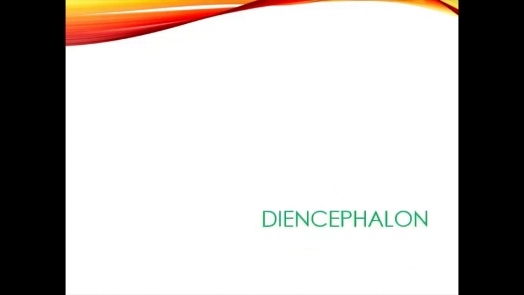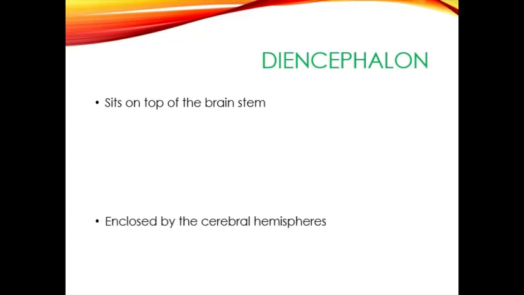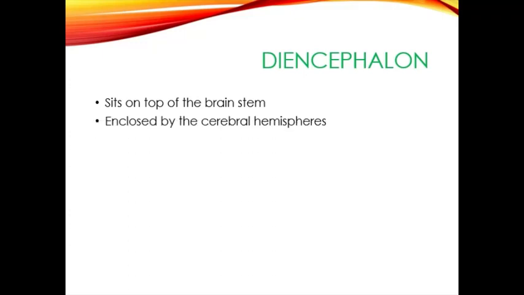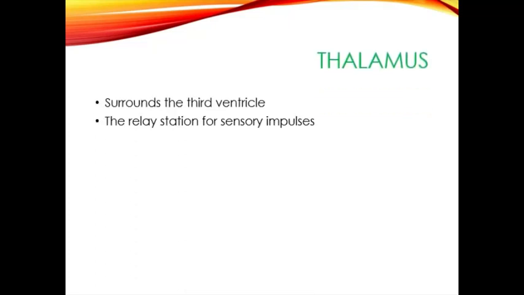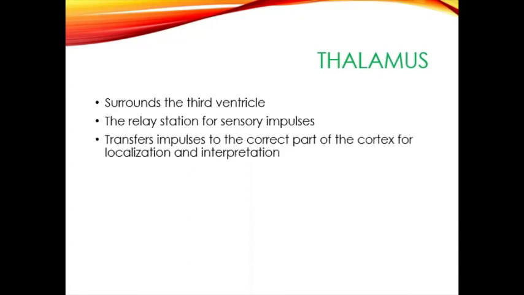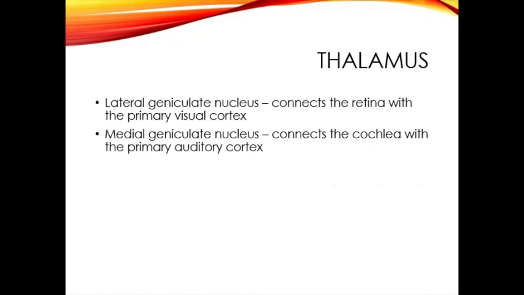Now we go to the diencephalon. So, diencephalon sits on top of the brainstem. It is enclosed by the cerebral hemispheres, made of three parts, which are the thalamus, hypothalamus, and epithalamus. Thalamus surrounds the third ventricle. Ayan. Relay station for sensory impulses. Basta tandaan nyo, ang thalamus ay channel ng sensory impulses para mas matandaan niyo. Huwag nyo kalimutan.